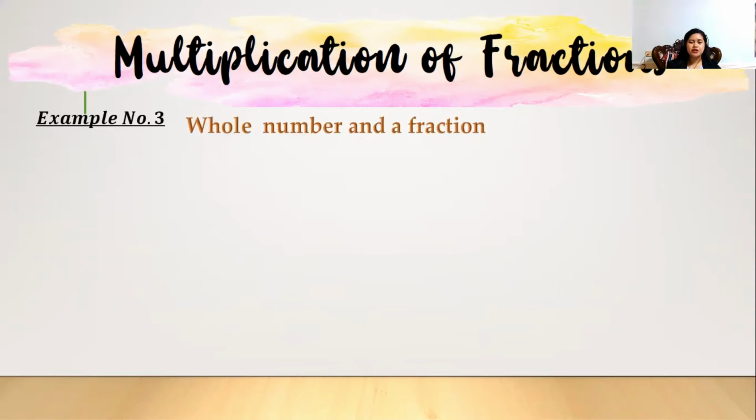The third example is multiplying a whole number and a fraction. In multiplying a whole number and a fraction, we can simply add 1 as the denominator of our whole number, since any number divided by 1 is the number itself. If we divide 50 by 1, of course the result is still 50. So we have 50 over 1 times 12 over 5.